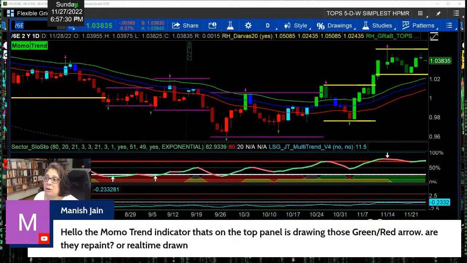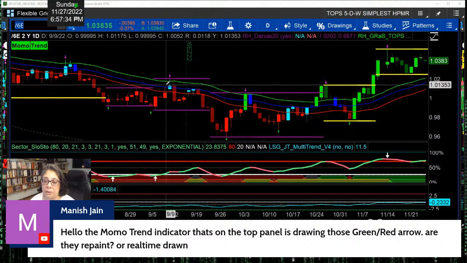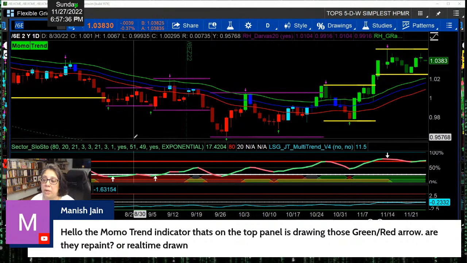Next up, Manish asked, is the Momo trend indicator that's on the top panel drawing those green and red arrows? Do they repaint? No, those are not drawing those arrows. That is part of the Darvis 3.0.